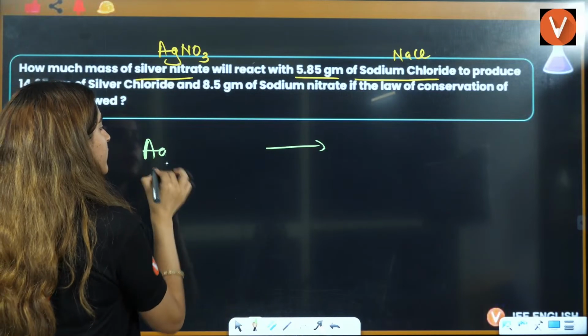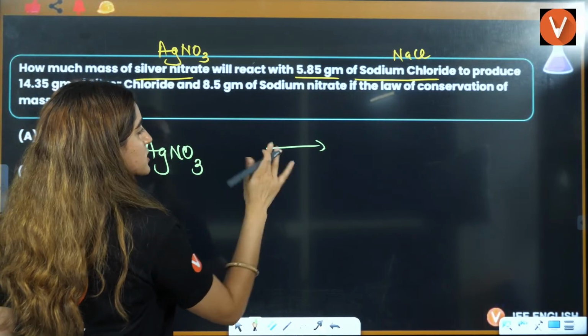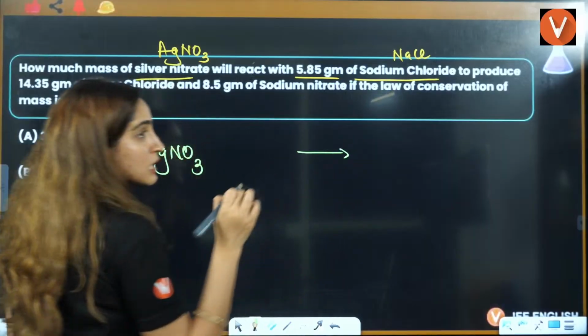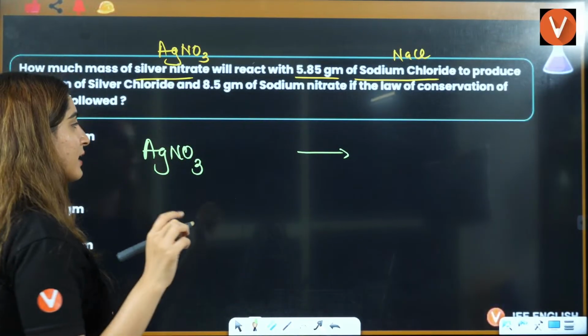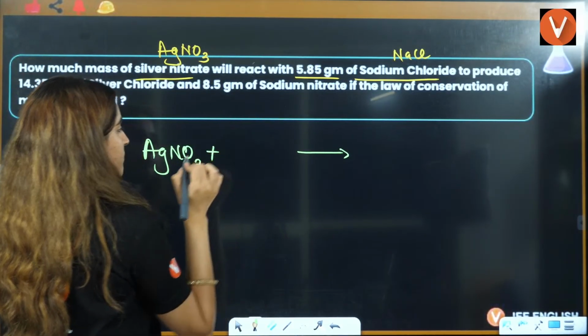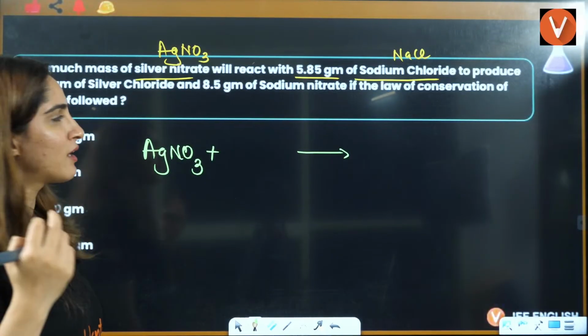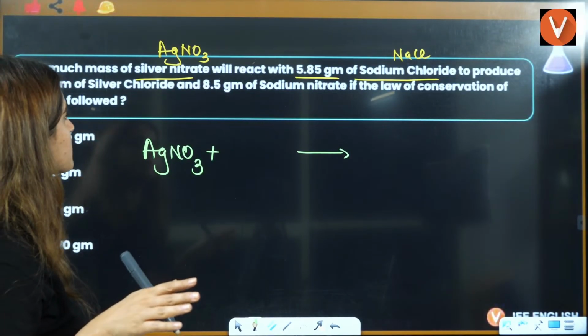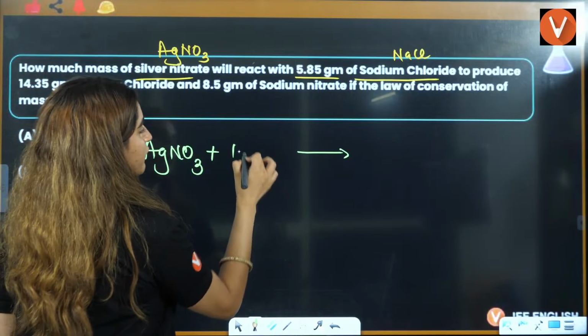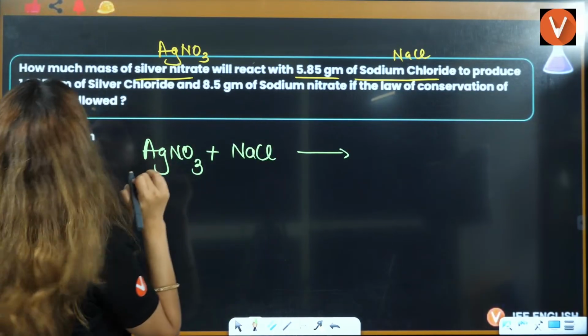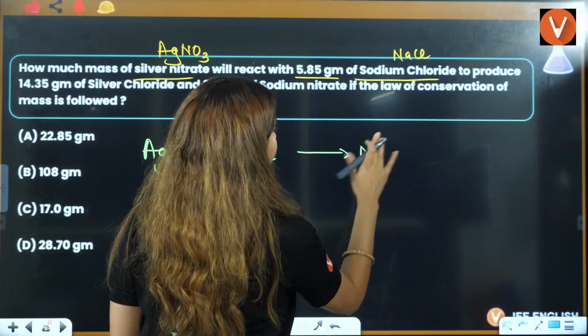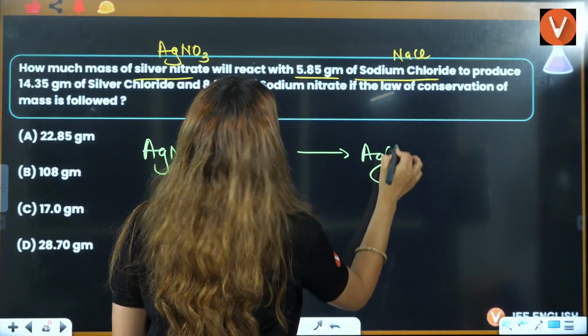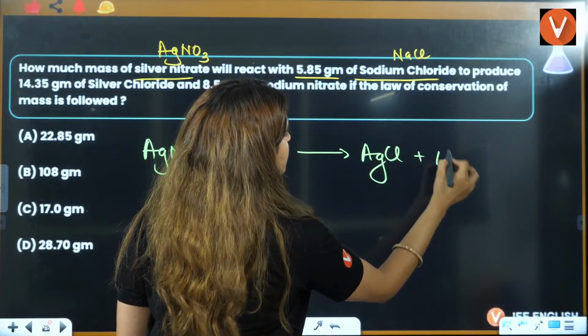This is silver nitrate, but after this, instead of questions, first I'll teach you the last law, that is not mentioned in NCERT. So we'll discuss that. AgNO3 reacts with NaCl to produce silver chloride, AgCl, plus sodium nitrate, NaNO3.